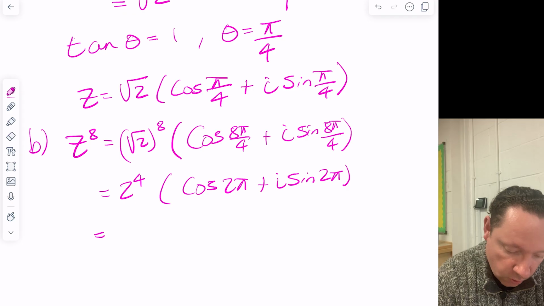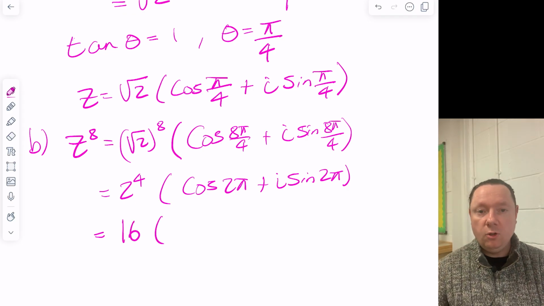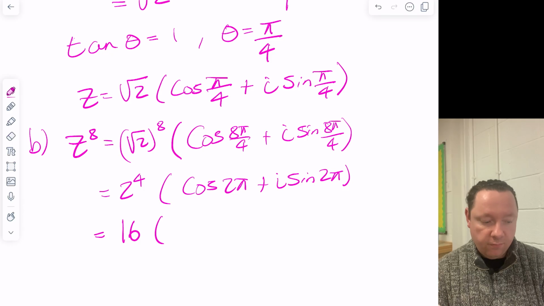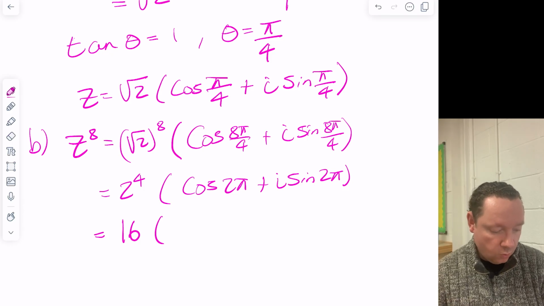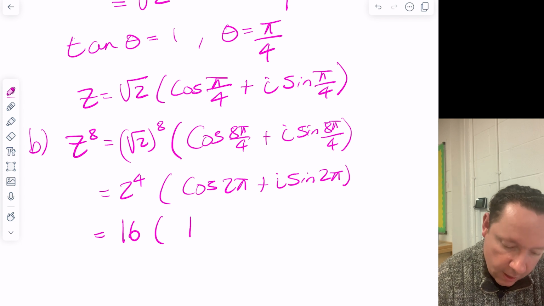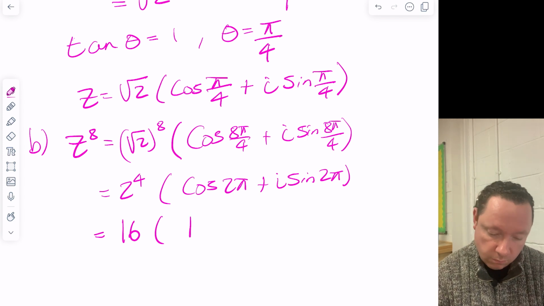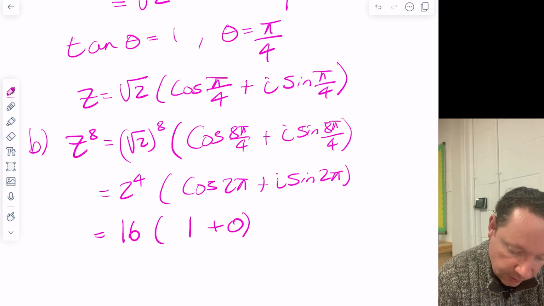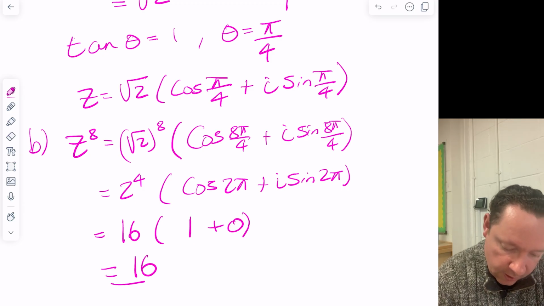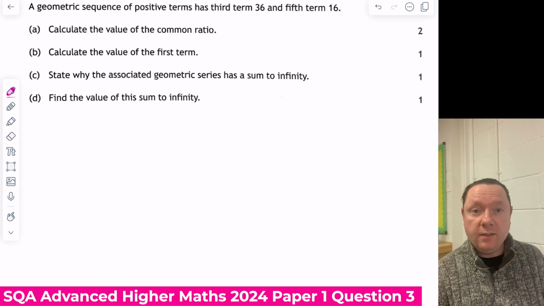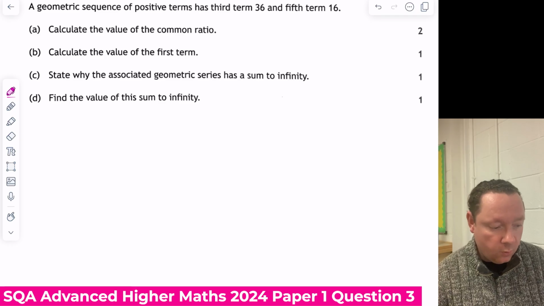2 times 2 is 4 times 2 is 8 times 2 is 16. The cos of 2 pi, well, 2 pi is 360 degrees. That is equal to the cos of 0 as well, which is 1. So that's just 1. And the sine of 360, that gives me 0. So plus 0. 16 times 1 plus 0 is 16. And we're done there.